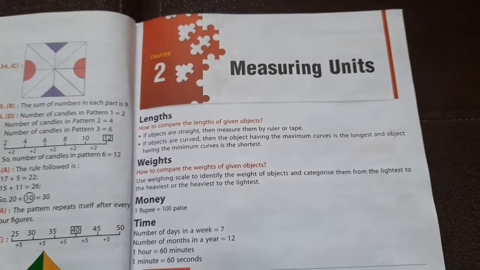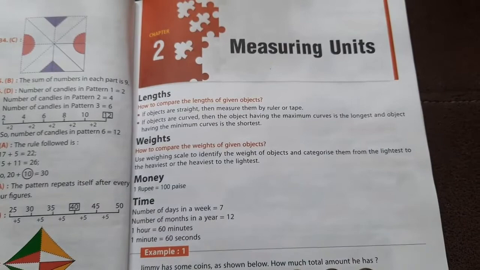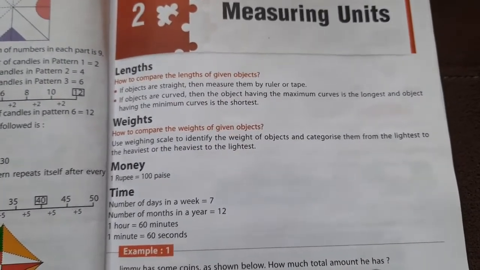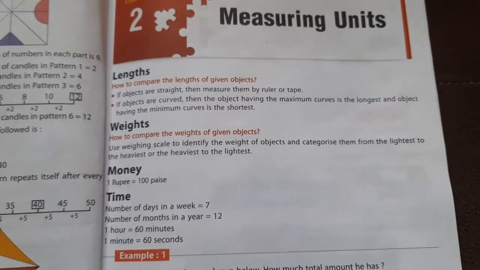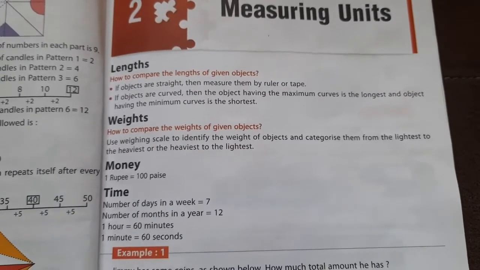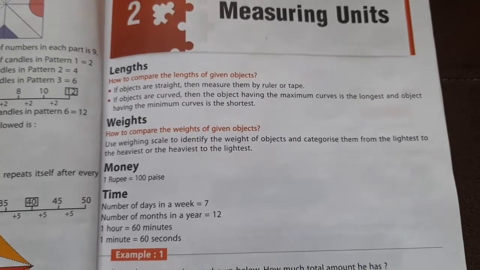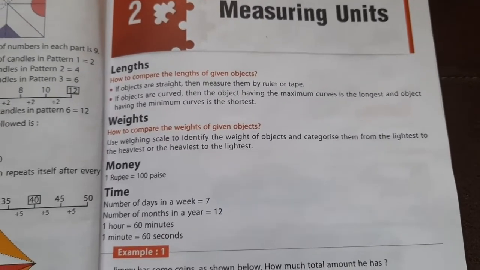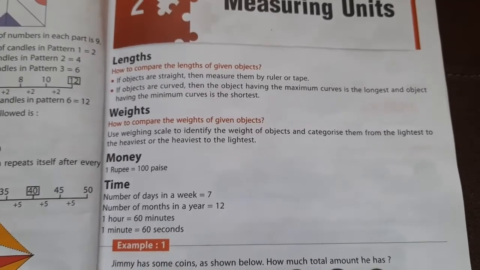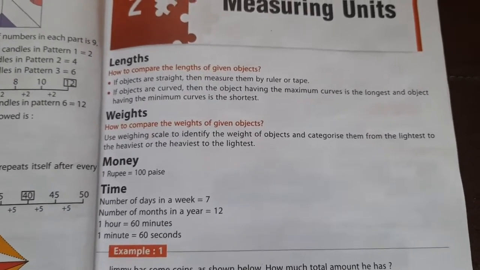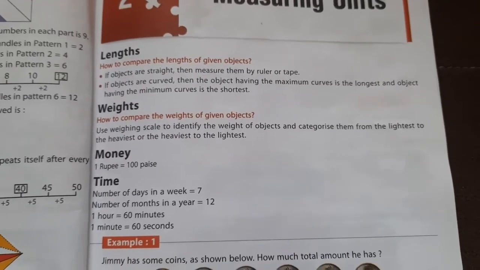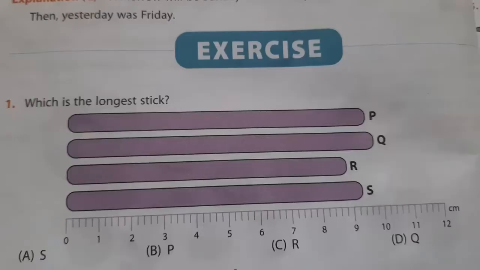Money. 1 rupee is 100 paise. Concepts discussed in time section are as follows. Number of days in a week are 7. Number of months in a year are 12. 1 hour is made up of 60 minutes, and 1 minute is nothing but 60 seconds. So let's get started with the exercise.